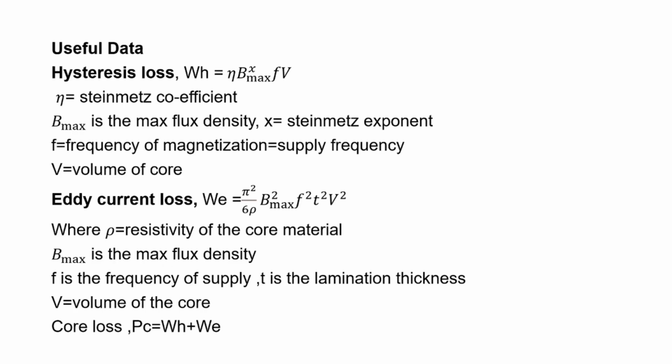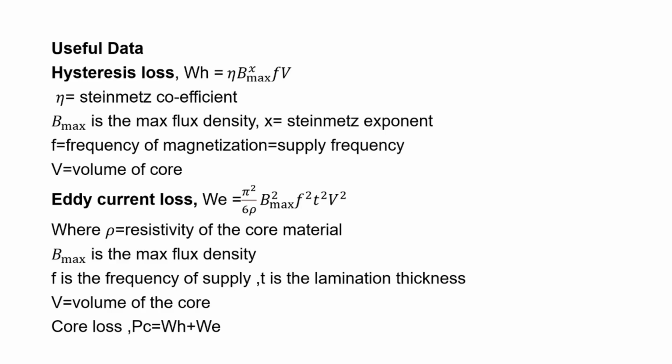In order to solve this question, we must know the expressions for hysteresis loss, eddy current loss, and the core loss. The hysteresis loss is denoted by WH, which is equal to eta Bmax raised to x F V, where eta is the Steinmetz coefficient, Bmax is the maximum permissible flux density, x is the Steinmetz exponent. It varies for different core materials. Here, as CRGO steel is used as the core material, x has a value of 1.6. F is the frequency of the supply. V is the volume of the core.